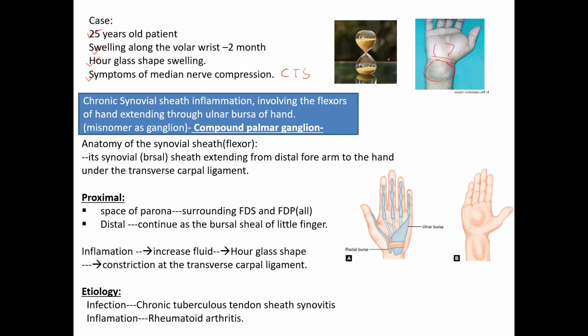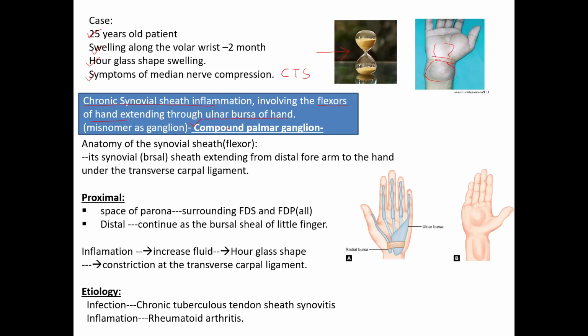So it is more like hourglass swelling. Okay. If you see, this is hourglass. So this is how the patient with compound palmar ganglion presents to you. So what is compound palmar ganglion? It's a chronic synovial sheath inflammation. It involves the flexors of the hand extending through the ulnar bursa of the hand. So it's a compound palmar ganglion.